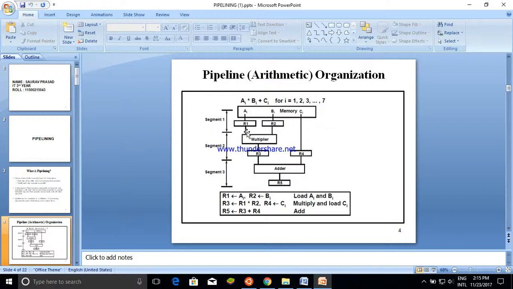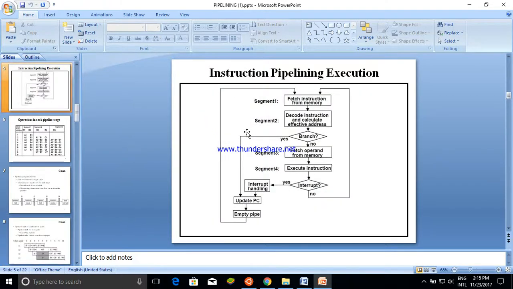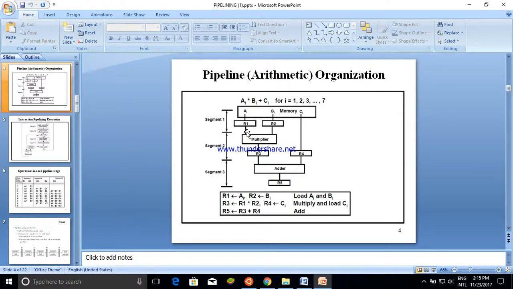Now there are two types of pipelines. Number one is the arithmetic pipeline and number two is the instruction pipeline, which is this one. At first let me discuss the arithmetic pipeline organization. Suppose the arithmetic logical unit of a computer operates with addition, multiplication, subtraction and division. For the given example I have taken a into b plus c.